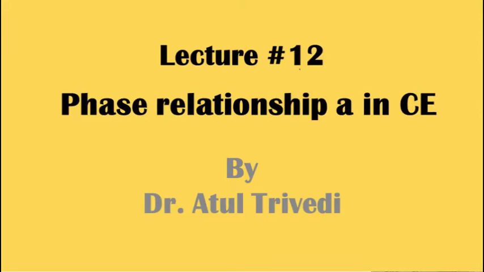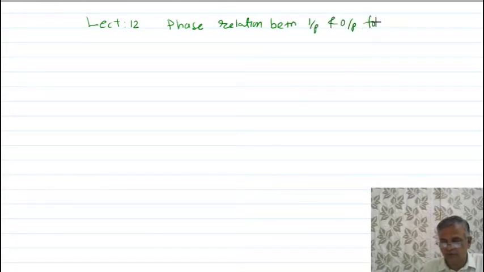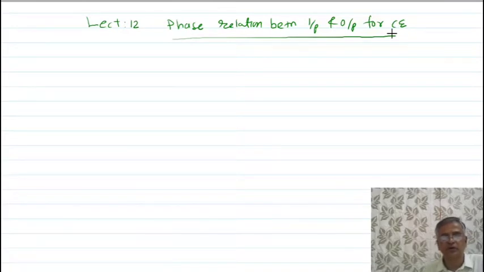Dear student, I am starting your lecture number 12, phase relation between input and output for common emitter, for a common emitter configuration or for a common emitter basic amplifier circuit.